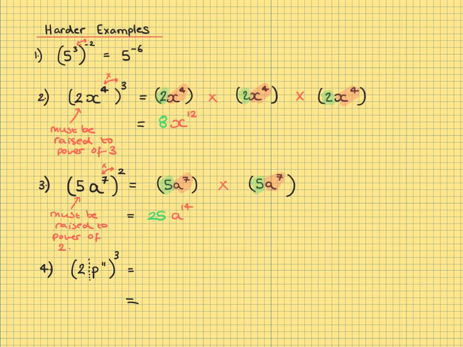2 to the power of 3 we know is 8. Then we need to do p to the power of 11 to the power of 3, multiply the indices, 8p to the power of 33. If you want to, you can write out the calculation in full, so you can see all parts of that multiplied together like that.